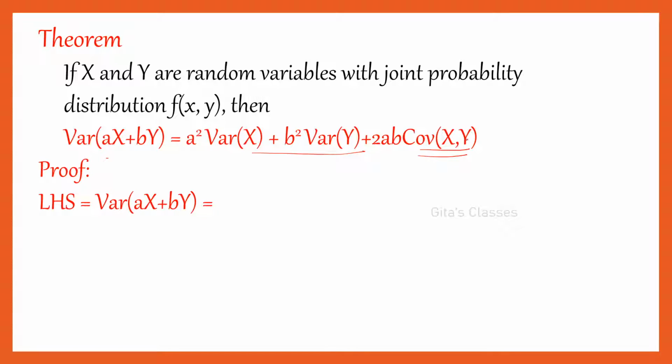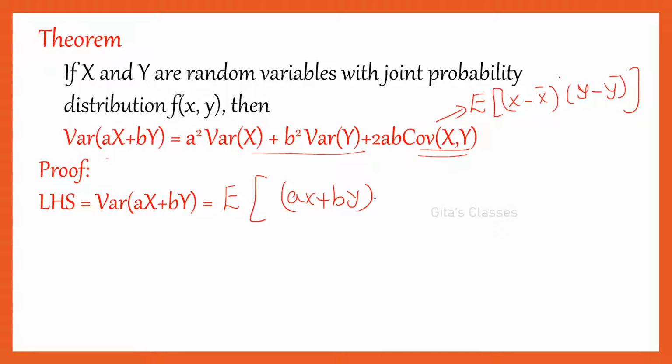Covariance of x and y is nothing but E of (x minus x bar) into (y minus y bar). Expectation of x minus x bar into y minus y bar is our covariance. You just recollect these things. So now consider LHS is equal to variance of ax plus by. By definition, you can write this as expectation of ax plus by minus mu of ax plus by, the whole square.